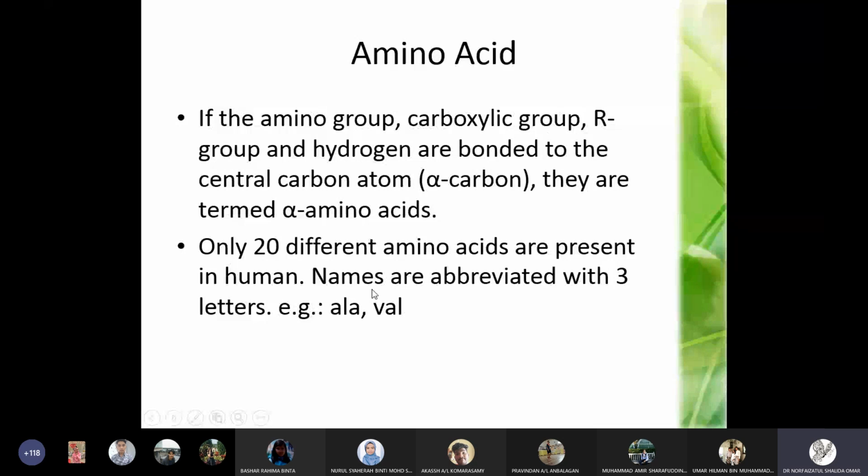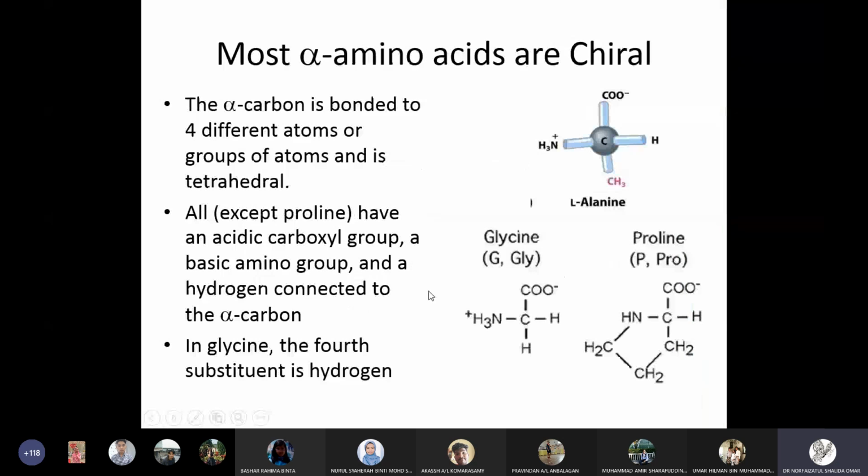So the middle carbon is called the alpha carbon. The alpha carbon is bonded to 4 different atoms or groups of atoms. It is tetrahedral. So most alpha amino acids are tetrahedral, and we call them chiral, meaning that all these are different groups. But except for proline, which has an acidic carboxyl group, and glycine. Glycine has the same hydrogen group in both. Okay.